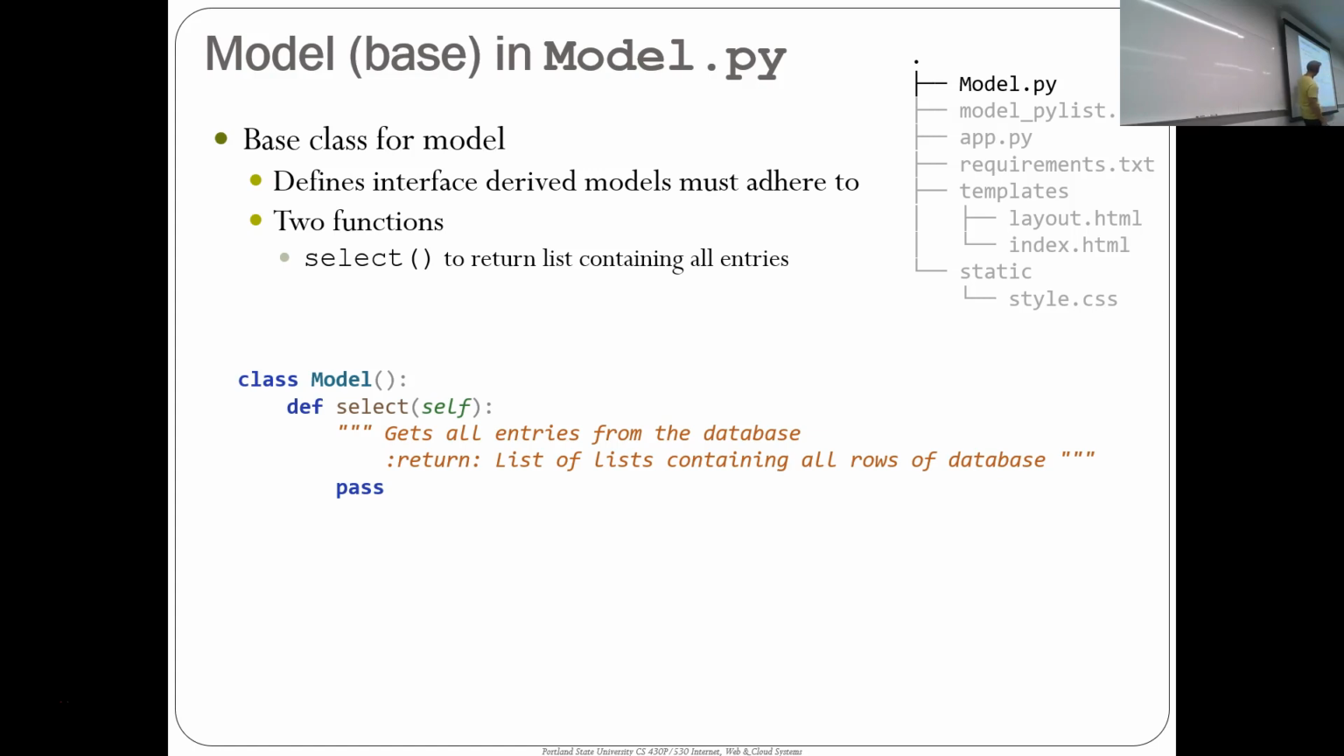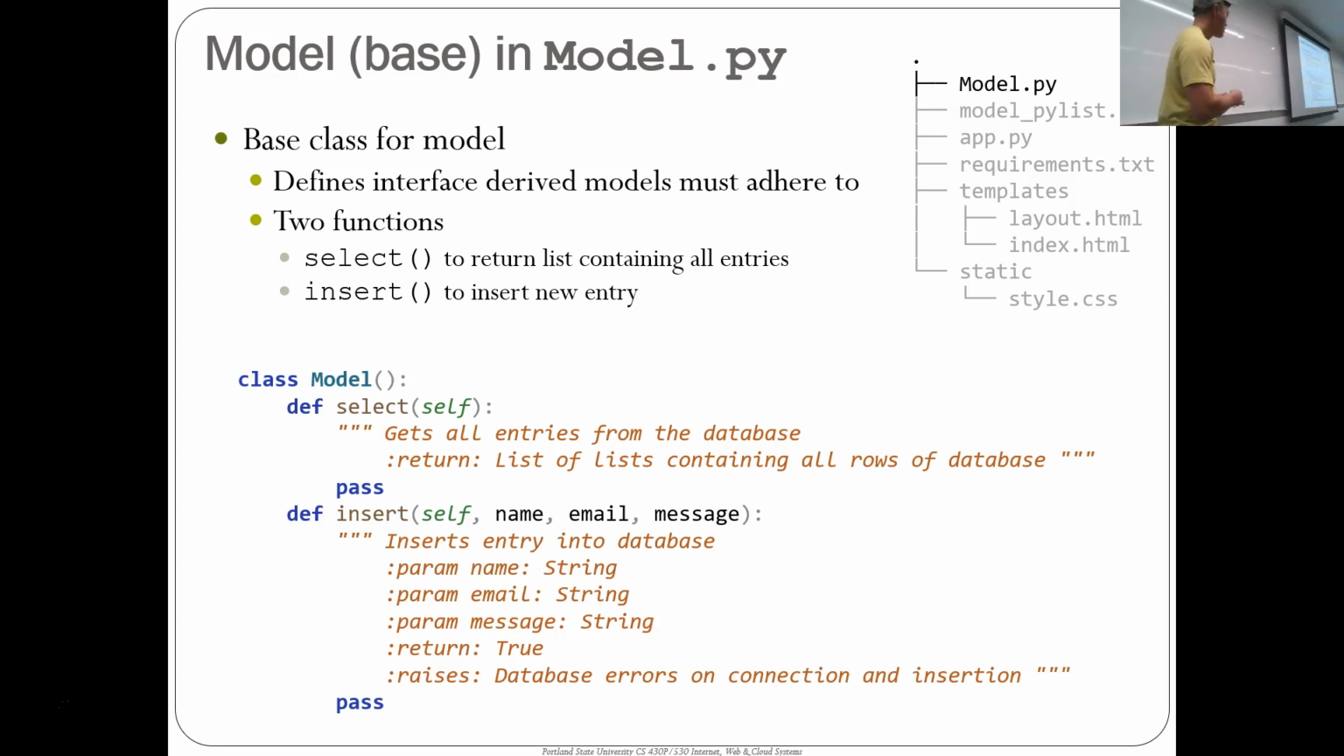Like if any other derived model is implementing this, then they must also implement this select with that return value. So this is just specifying the interface. And of course, initially this is a pass, because you're going to re-implement your own select based on the model that you implement in this class or in your app.